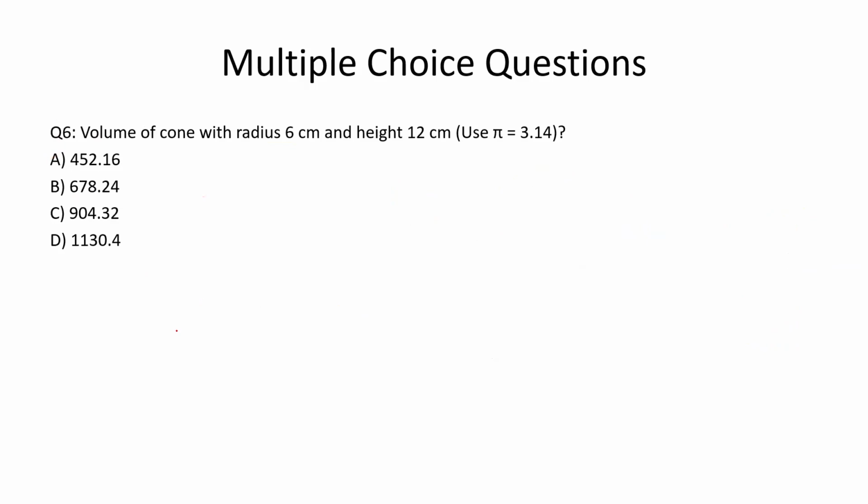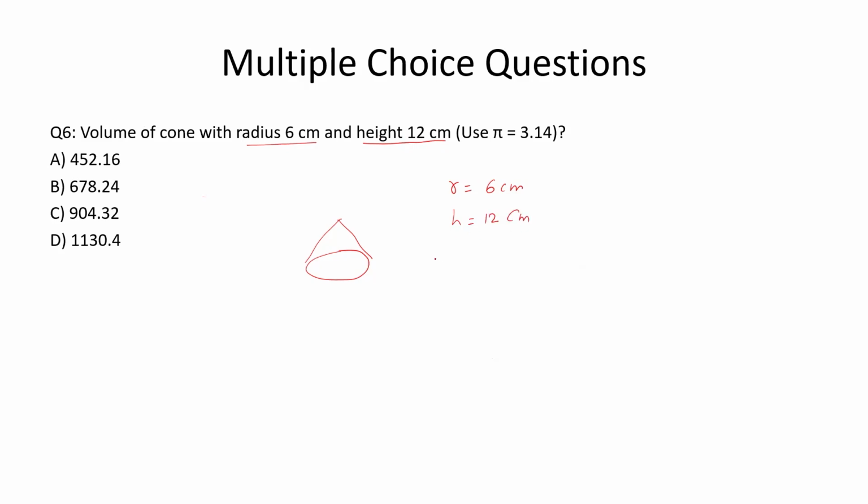Next is volume of cone. So cone, remember the shape, bottom circle, and this is the rough shape. Radius is given, height is given. You have to compute volume. Radius r is 6 centimeter. Height, remember, we denoted by h, is 12 centimeter.